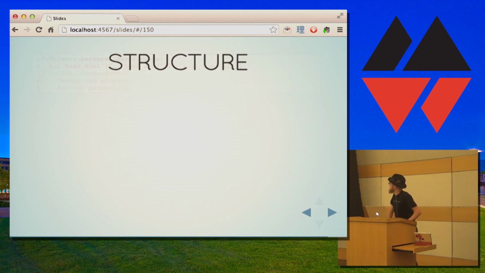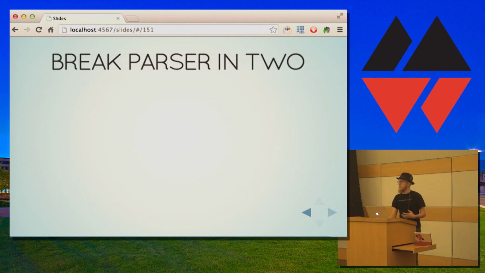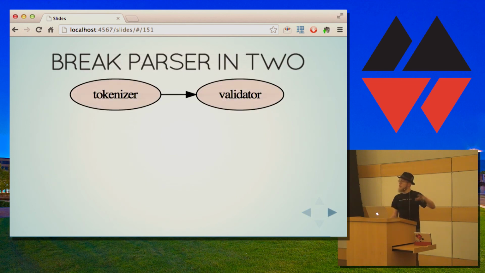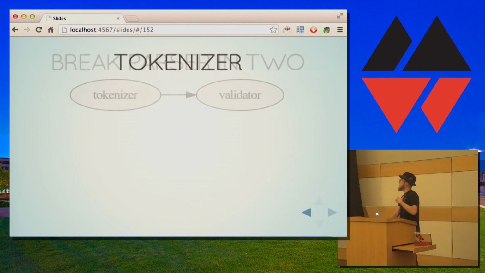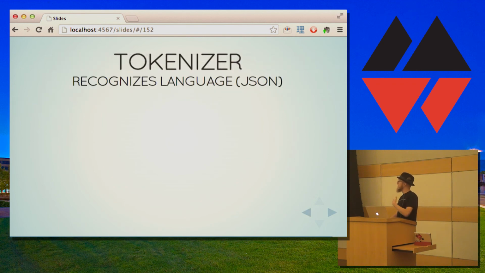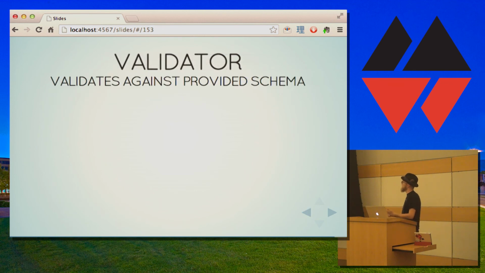It's structured by breaking a parser into two pieces. There's a tokenizer and a validator. What the tokenizer does is it recognizes the language, in this case JSON, and then it passes the tokens to the validator. And what the validator does is it takes the schema that you provided, uses that schema to ensure that everything is safe, and then it populates the Ruby objects for you.